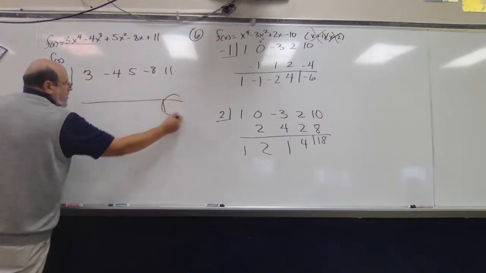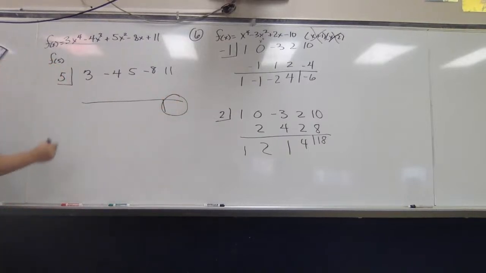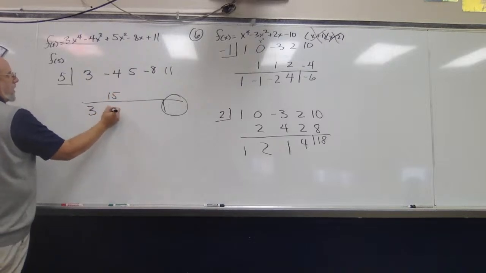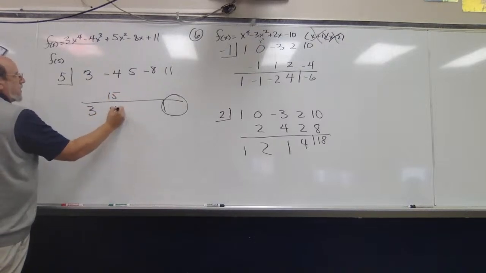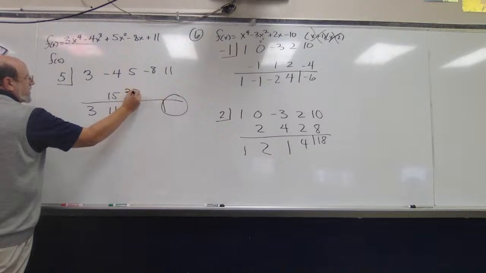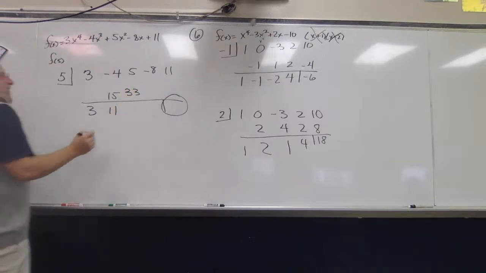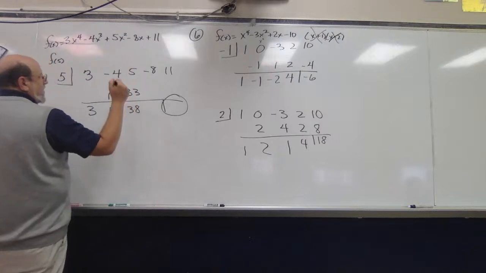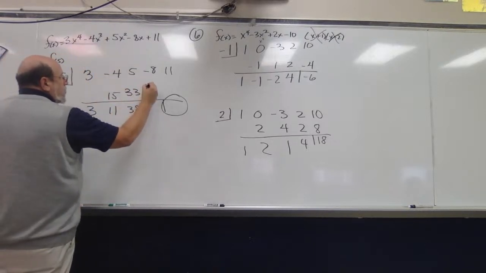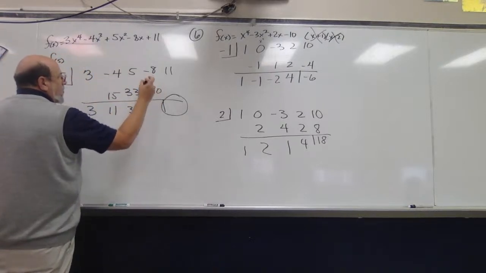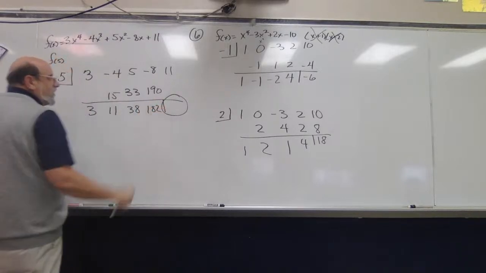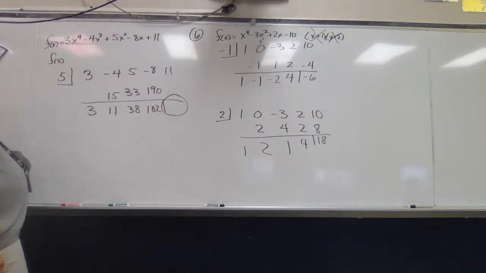This is my answer. 3, 15, 11, 33. No! What have I done to myself? 38. 15, 40 is 190. Oh, gross. 182. Look at what I've done to myself. 182 times 5.